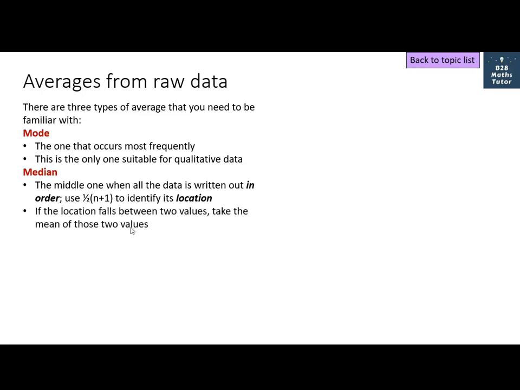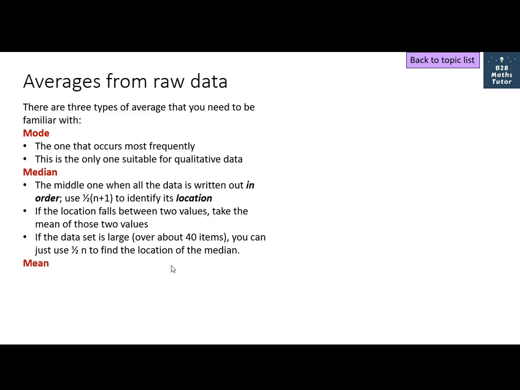If the location falls between two values, as it will if you've got an even number of values in your data set, then you take the mean of those two values. If you've got a big data set, more than about 40 or so items, you can just use half of n to find the location of the median. Again, remember, it's the location, not the value of the median that this is giving you.